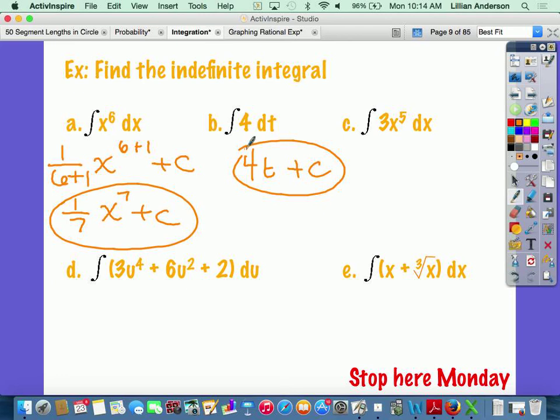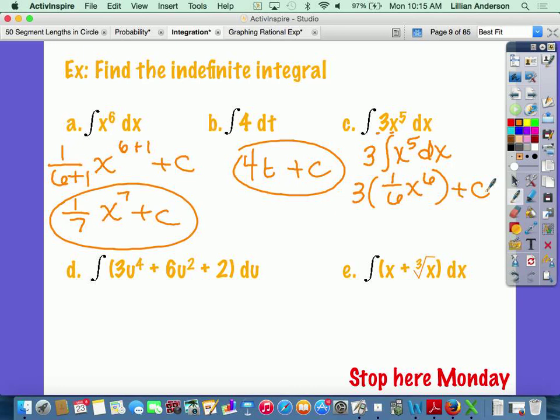Here, which one am I going to use? For c, constant multiple. So I have a 3x to the fifth. Since I have a 3 there, I can easily just bring that outside of the integral and then anti-differentiate x to the fifth. Okay, so what is the antiderivative of x to the fifth? 1 over 6, x to the sixth, plus c. So again, for the antiderivative of that, you have to use your power rule. You add 1 to the exponent, and 1 over n plus 1.